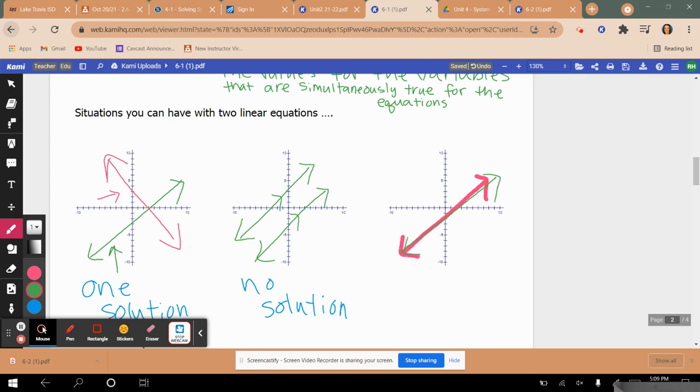So what these are is, how many points do they have in common? They have every single point in common. These are the same function. So this would be a situation where you have infinitely many.